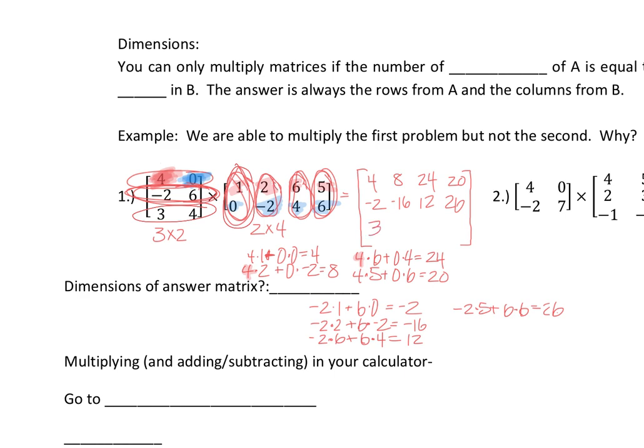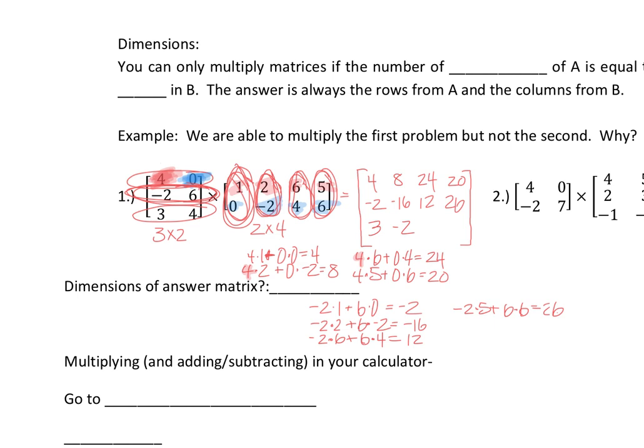All right, now onto the second column. 3 times 2 is 6. 4 times negative 2 is negative 8. And 6 and negative 8 make negative 2. All right. 3 times 6 is 18. 4 times 4 is 16.